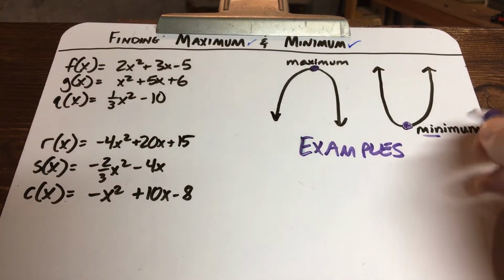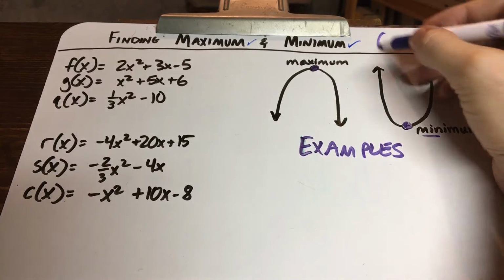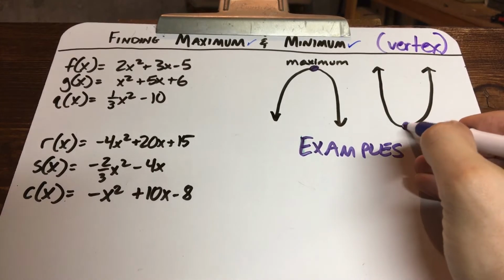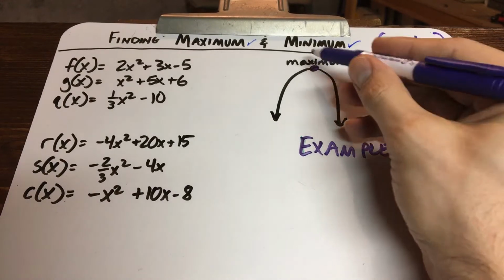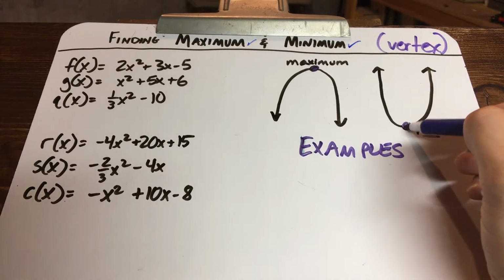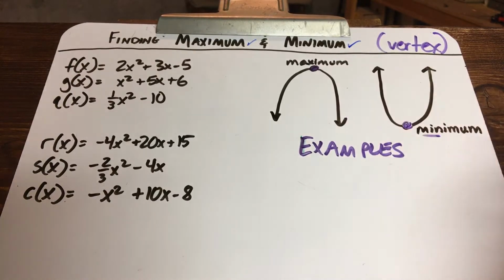It's basically the same thing as the vertex. It is the vertex, the highest point or the lowest point. It's that point right in the middle on the axis of symmetry at the exact point where it reaches the very bottom of the hill here, the bottom of the well, or the very top of the arch.